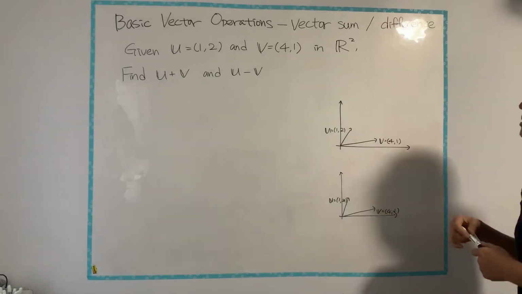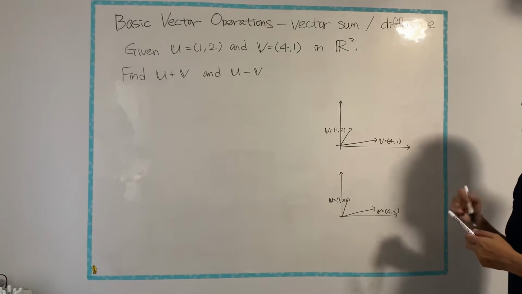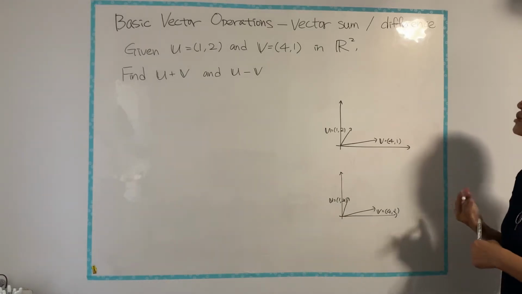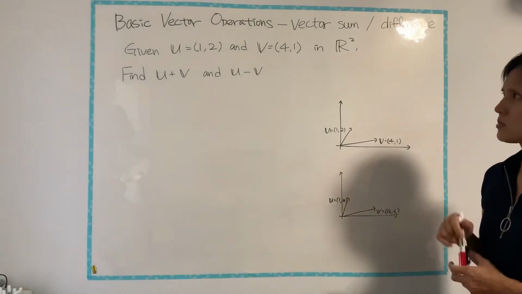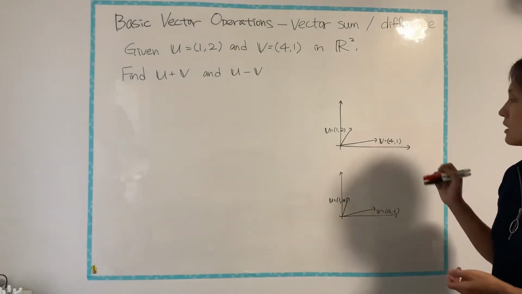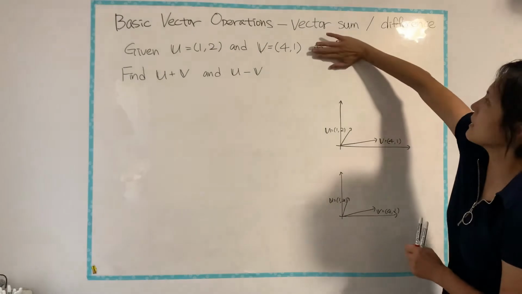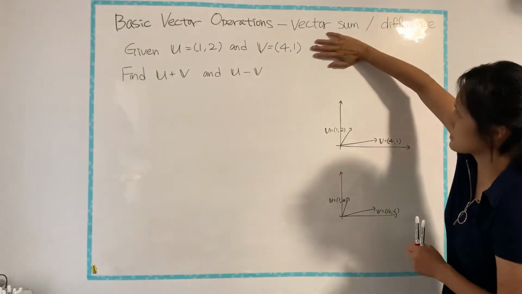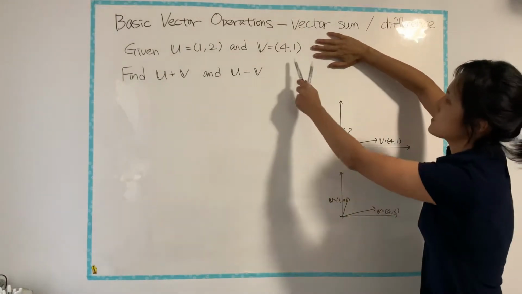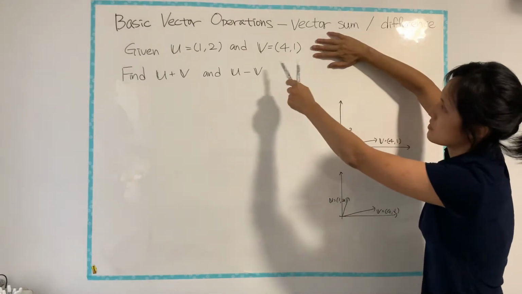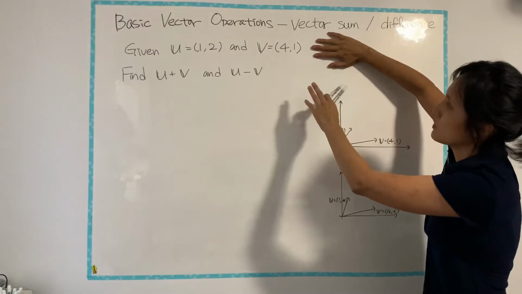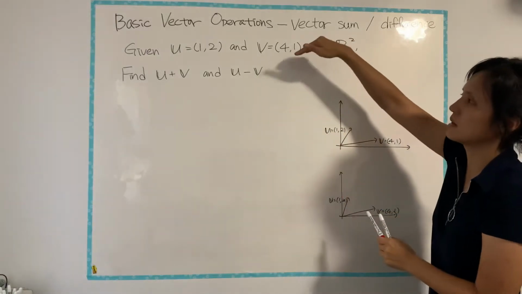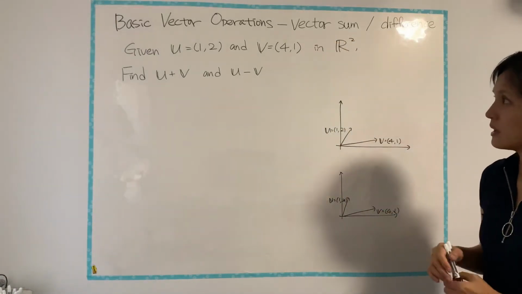In this video, we'll introduce the first set of basic vector operations, which is vector sum and difference. So suppose we're given two vectors in R2. Even if I don't have this piece of information, from seeing both u and v have only two components, I can tell that these are vectors in R2.